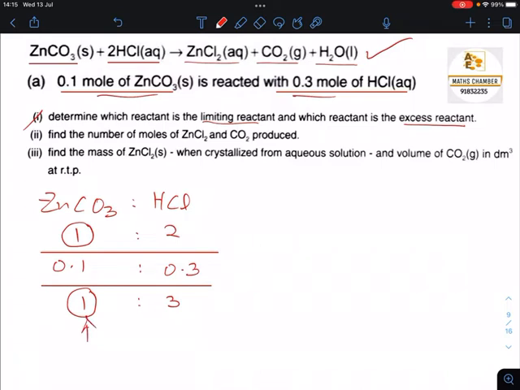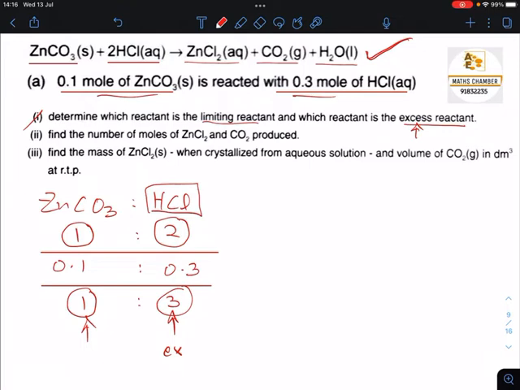Limiting reactant means it will stop. Once zinc carbonate finishes, the whole chemical reaction stops, and your hydrochloric acid will be the excess reactant, because by right from the chemical equation we only need 2 moles, but they give us 3 moles. So there is an excess of 1 mole of hydrochloric acid. That means after the chemical reaction stops, you will still have an extra 1 mole of hydrochloric acid.